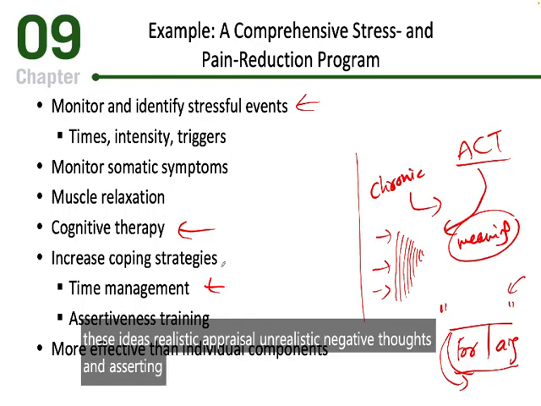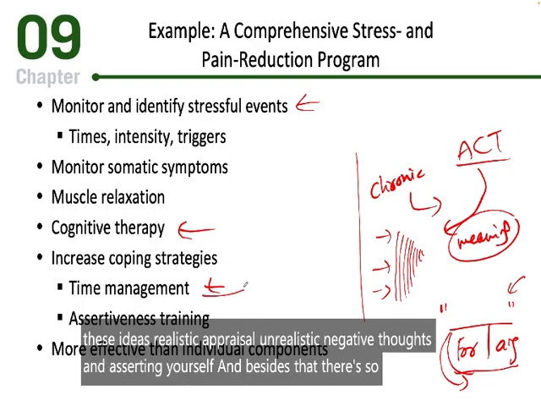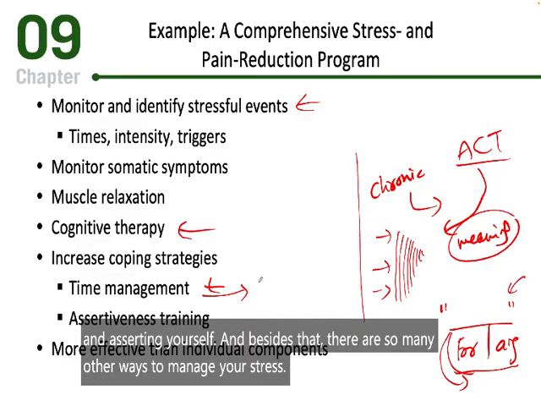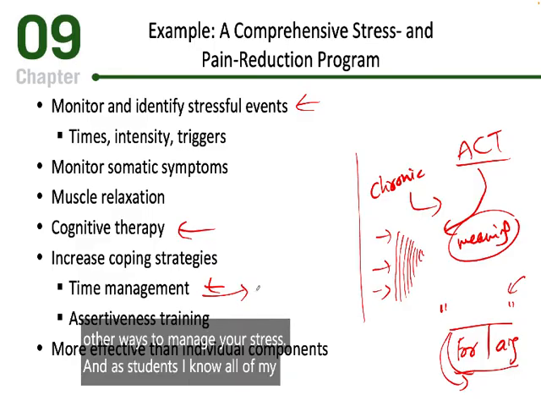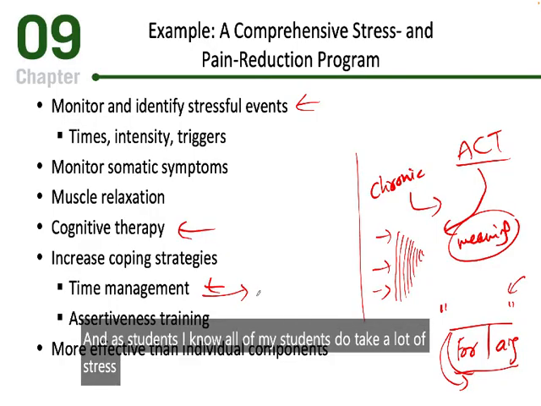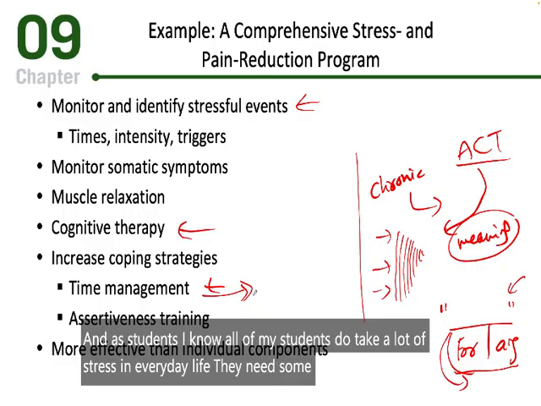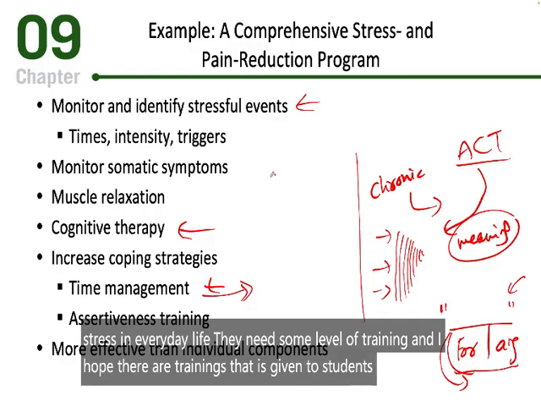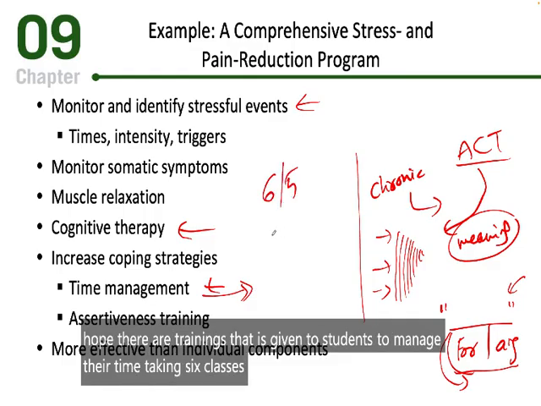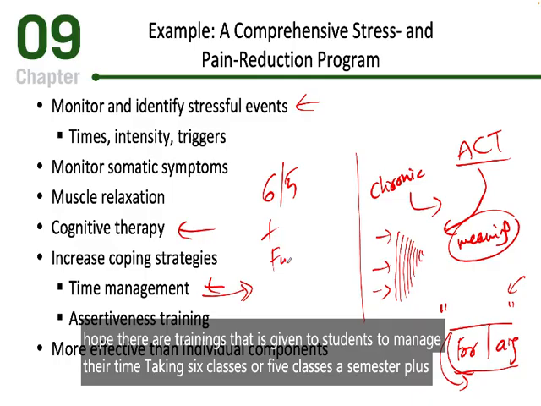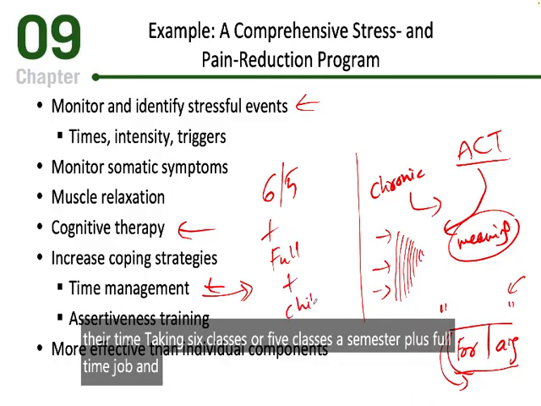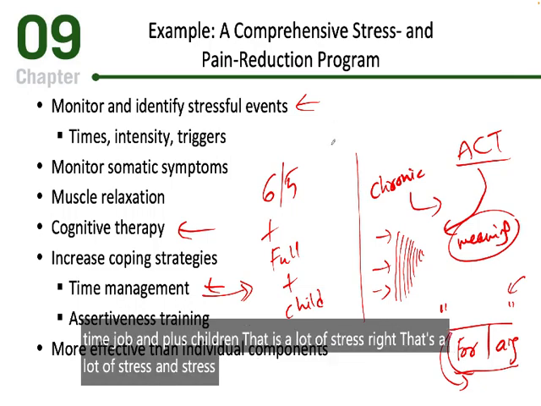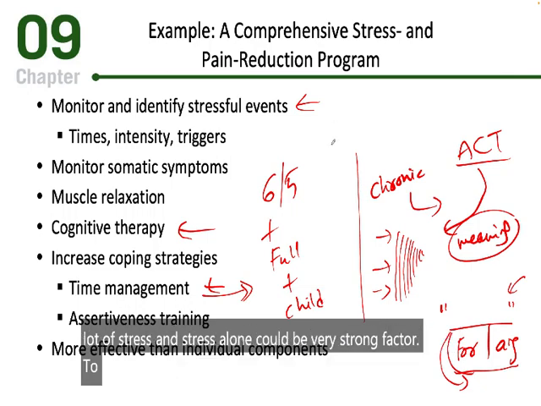And besides that, there's so many other ways to manage your stress. And as students, I know all of my students do take a lot of stress in everyday life. They need some level of training, and I hope there are trainings that are given to students to manage their time. Taking 6 classes or 5 classes a semester, plus a full-time job, and plus children, that is a lot of stress, right? That's a lot of stress, and stress alone could be a very strong factor to develop physical and psychological problems.